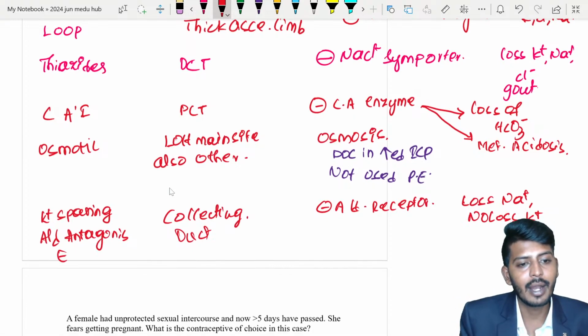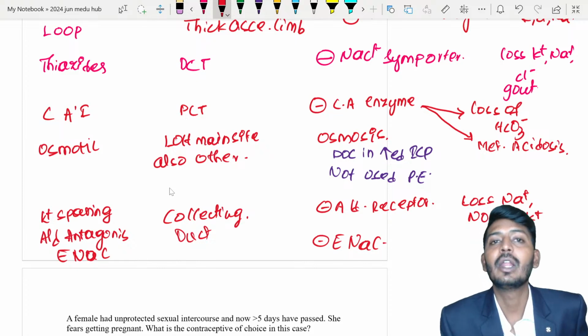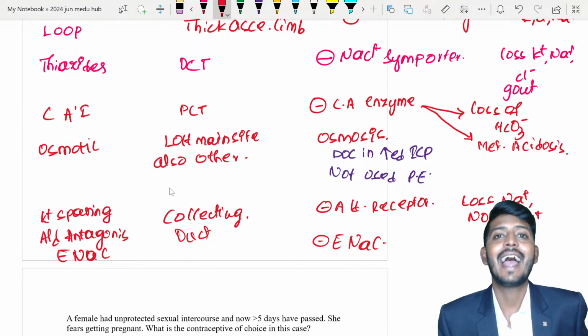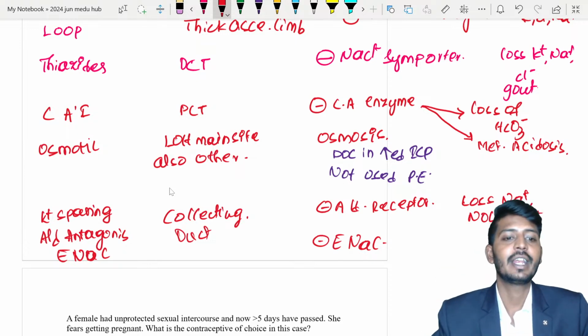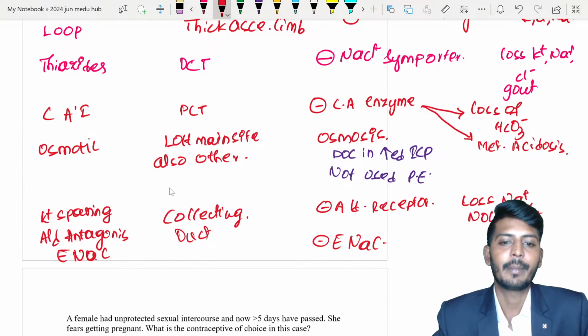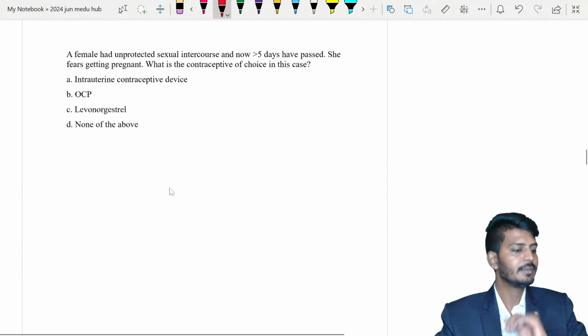Then there is one more called ENaC blocker. ENaC blockers work in the collecting duct only. They block epithelial sodium channels. We have drugs like amiloride and triamterene. Especially amiloride has a useful effect in patients with nephrogenic diabetes insipidus caused by usage of lithium.